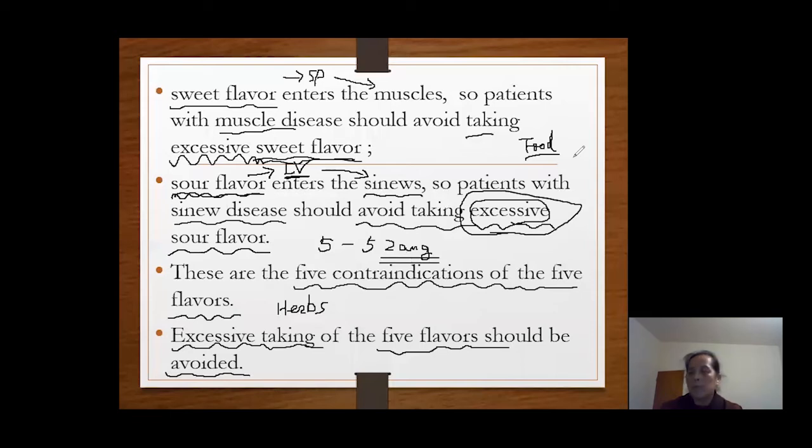So how about herbs? Herbs we use for treatment. Certainly, it's not for nutrition, it's for treatment. That means we use herbs of different flavors to correct different kinds of disorders. So very specifically, when we talk about different flavors in different herbs, we pick them up to treat different disorders of the patients.